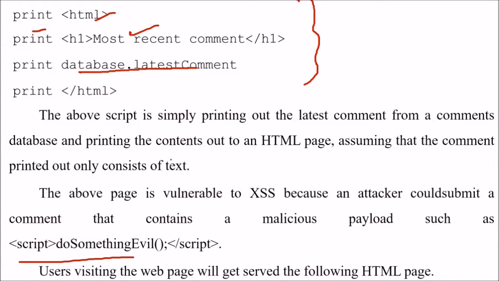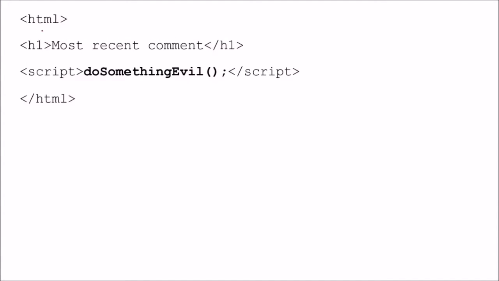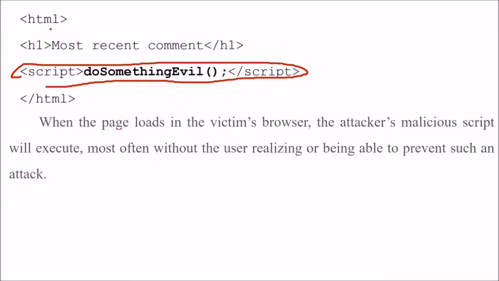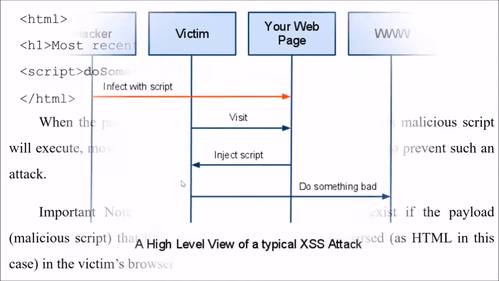Users visiting the web page will get served the following HTML page. This one: the HTML, then the script inside it. This is how things will change. When the page loads in the victim's browser, the attacker's malicious script will execute, most often without the user realizing or being able to prevent such an attack. An important note is that an XSS vulnerability can only exist if the payload or malicious script that the attacker inserts ultimately gets parsed, that is as HTML in this case, in the victim's browser.